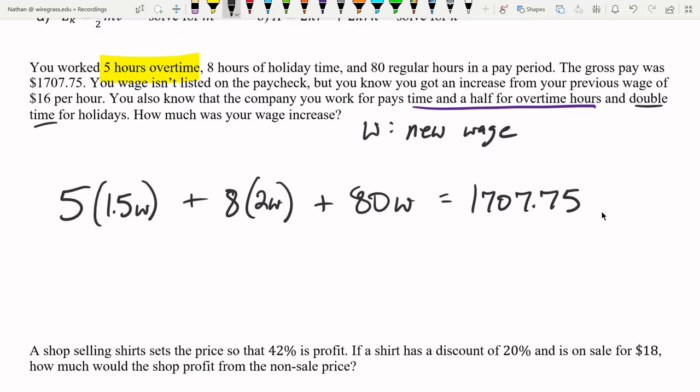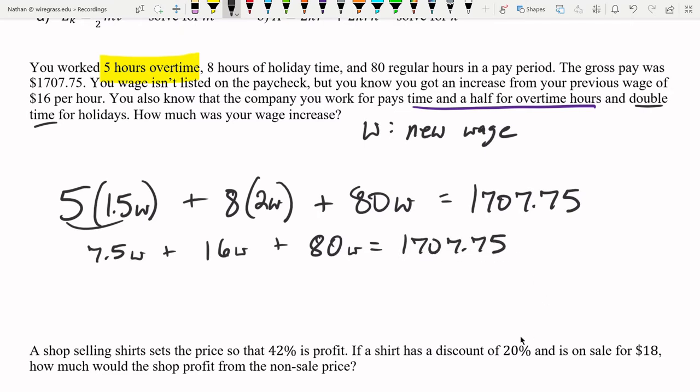This is just a linear equation of one variable. All we have to do is combine the like terms, and we're good to go. Well, we can go ahead and multiply 5 and 1.5, that's 7.5 W. 8 and 2 is 16 W. And 80 W. We have like terms on the left side. 103.5 W is what we get when we combine those. And now all we have to do is divide by 103.5.